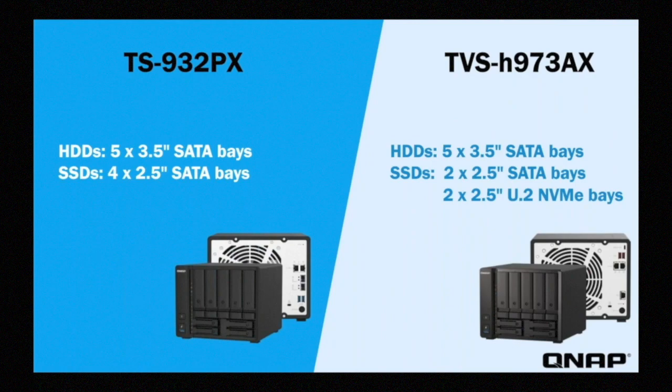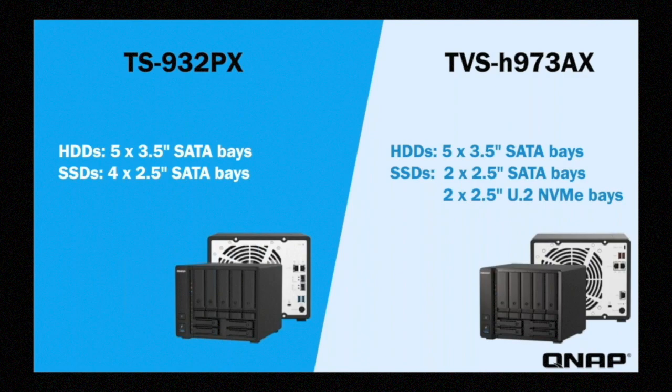So here I wanted to show a few examples of NAS models and the drive availability. If you look at the TS932PX, this is a model that includes 5 standard 3.5-inch SATA drive bays with an additional 4 2.5-inch SATA drive bays, ideal for SSDs.